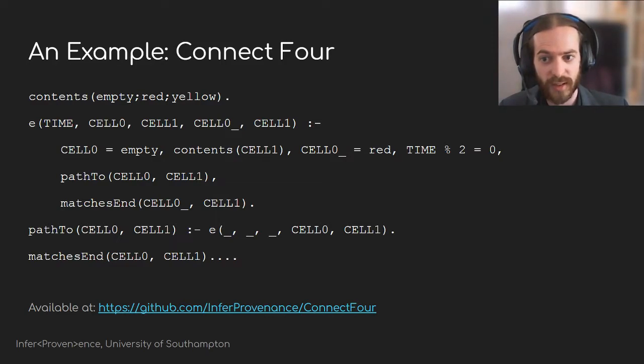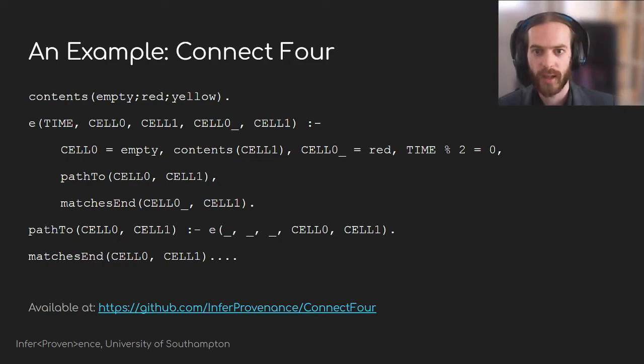So we can say cell 0 must start empty, cell 1 must conform to the contents that we set up previously, and cell 0 will become red if the time modulo 2 is 0, so if it's an even timestamp. Similarly, we could have a different rule that says if it's an odd timestamp, then it must be yellow's turn.